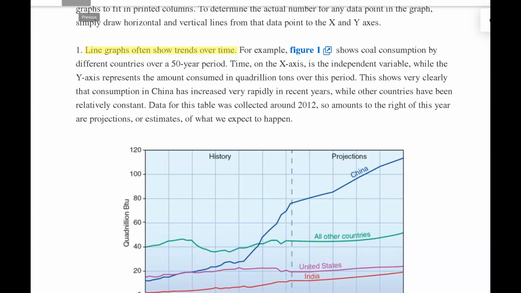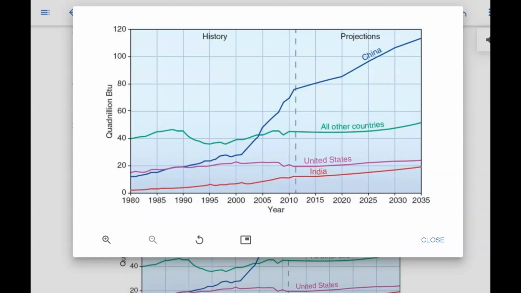So we have our y-axis. Y-axis is the vertical axis over here. And we have the consumption of coal over here. And what we have at the x-axis is the time, the years. And you can see the measurements are done every 5 years. So 1980, 1985, 1990, 1995, 2000, etc., etc.